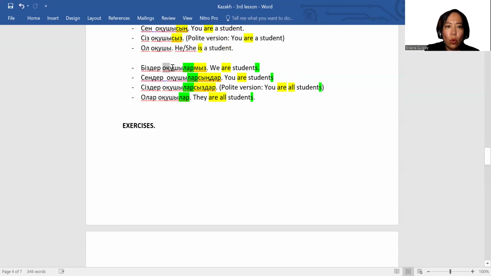Біздер оқушылармыз. We are students. Біздер, we are is мыз. So I highlighted лар to be equivalent of the plural ending of students. So оқушы is one student. By adding лар, we're making it a plural form of оқушы, оқушылар. And then we're saying we are students, оқушылармыз. All right? So you've got that. Сендер, next one. You all are.